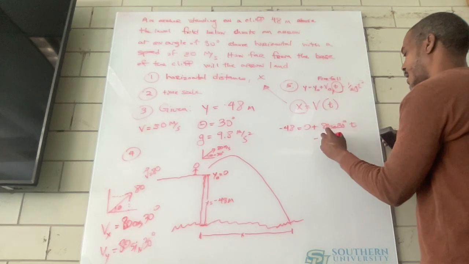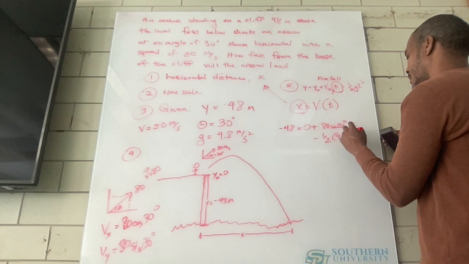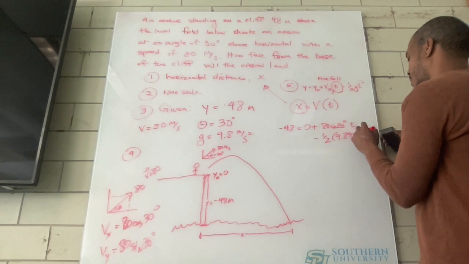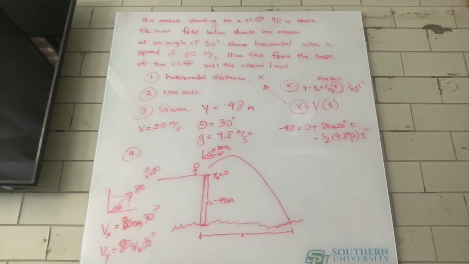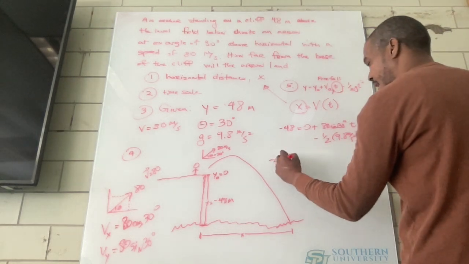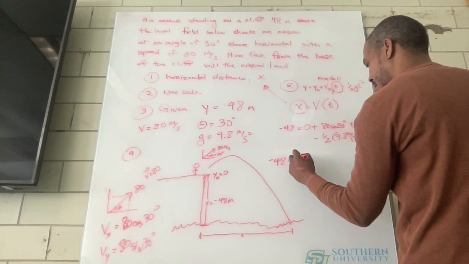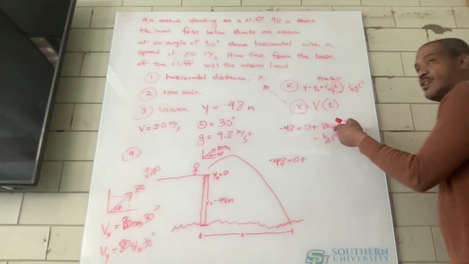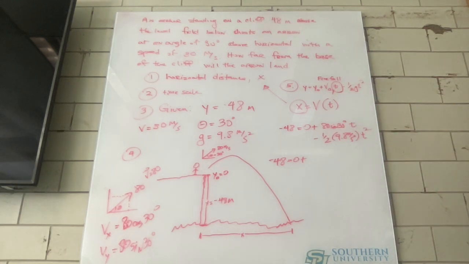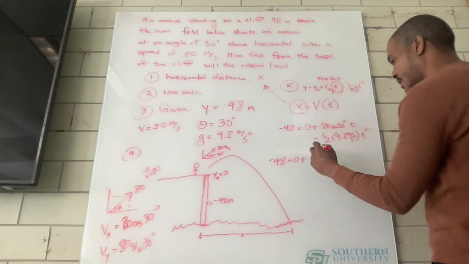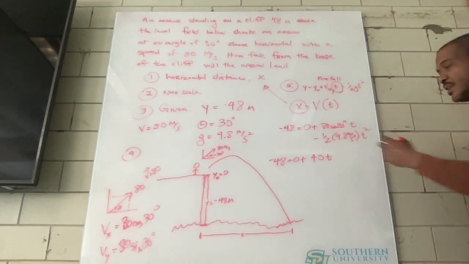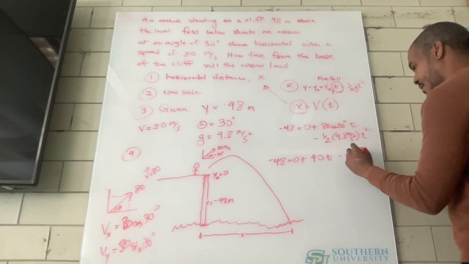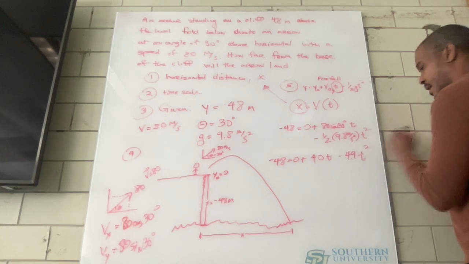Minus 1/2 of 9.8 times t squared. You following that? Now we got what? Negative 48 equals what? 0 plus what's 80 sine 30? Sine 30 is 1/2, right? So 40t. And then half of 9.8 is what? 4.9? 4.9 t squared.